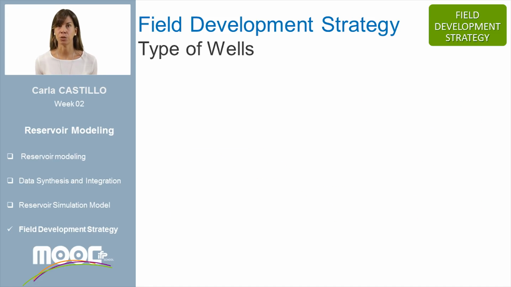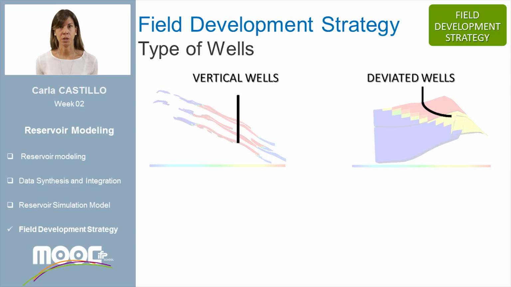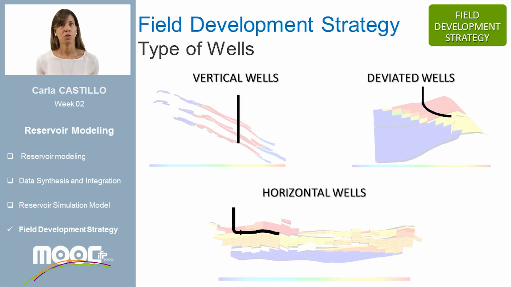Another important issue in the well definition is the type of well. The most common types are vertical wells, recommended in reservoirs with vertical compartments, deviated wells depending on the reservoir structure, and horizontal wells recommended in narrow layers, low permeability reservoirs, and compartmentalized reservoirs.